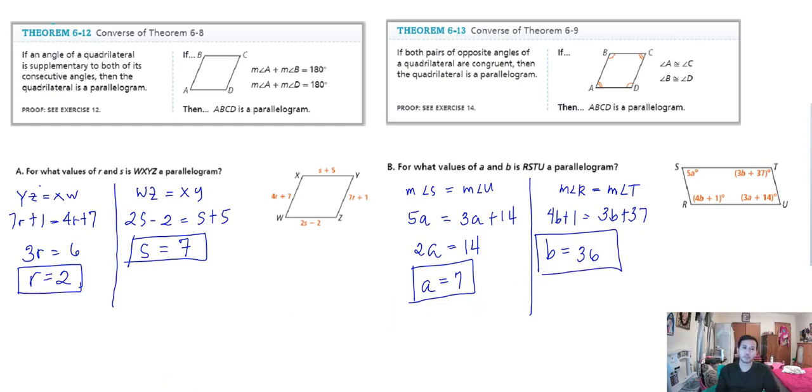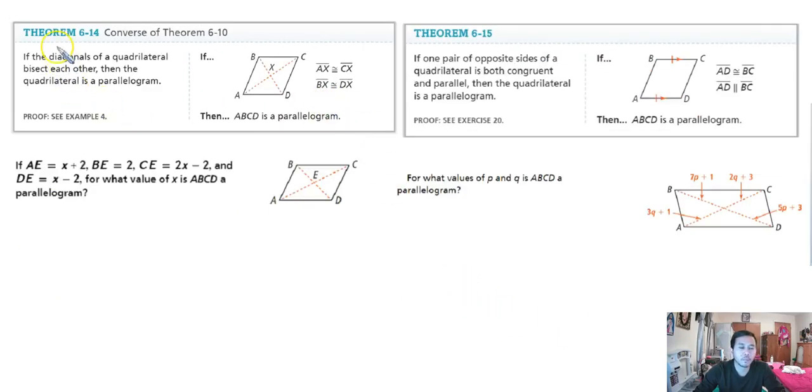So that is the application of theorem 6-12, which is the converse of 6-8, and also theorem 6-13, the converse of theorem 6-9. Now we go to the next theorem, which is the converse of theorem 6-10. It's on the diagonals, and then also theorem 6-15. Let's focus on theorem 6-14, the converse of 6-10. If the diagonals of a quadrilateral bisect each other, meaning you divide the diagonals into two equal parts, then the quadrilateral is also a parallelogram.